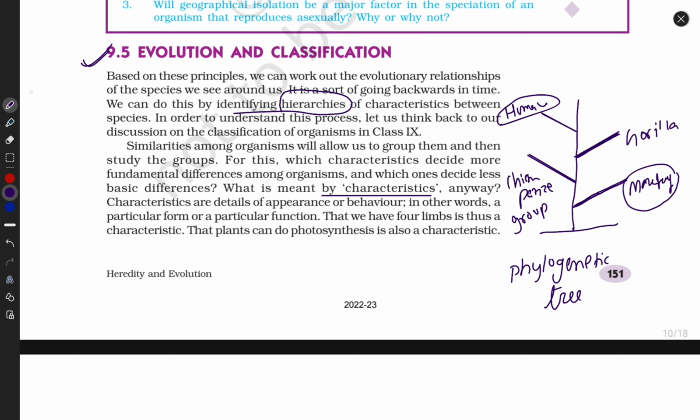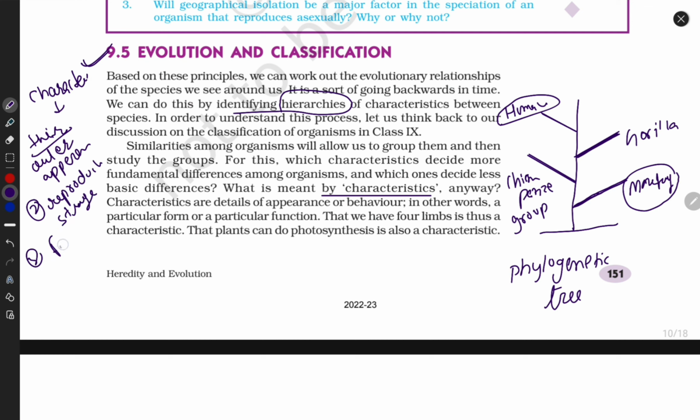I repeat, what is a characteristic? They notice their outer appearance. Okay. Second, reproductive strategies. Their features. I mean, they have a long tail, two hands or four hands. They have long eyes or not. They have body color, their hairs and all. These are some characters that scientists decide and separate out from the group.